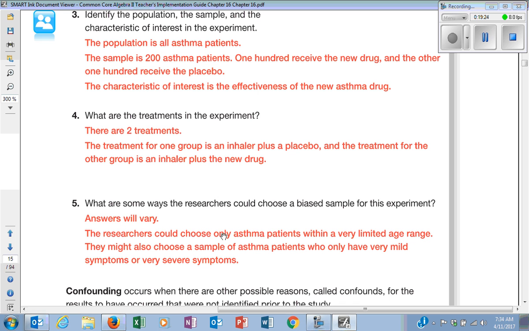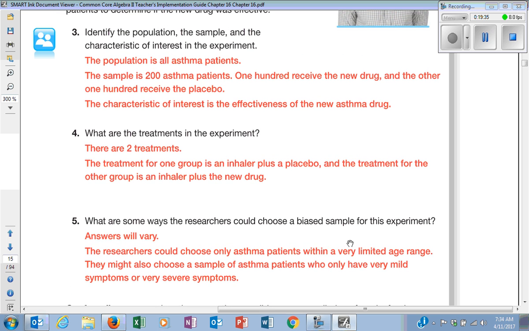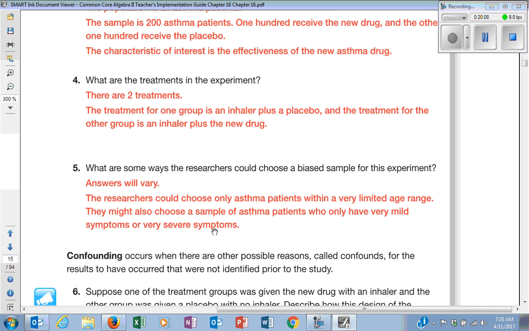They could have someone with severe asthma. There it is. So researchers could choose only asthma patients with a very limited age range. Because maybe you're talking about younger people with asthma, and maybe it's easier for them to get through that. You could choose people who are very mild and give them the drug, and then give the people who have very severe symptoms the placebo. Those kinds of things are what's going to make it biased. But that's what people can do to make money. So you've got to make sure you're asking these questions when you get a survey. I want to know some information. I don't just want to know the numbers.